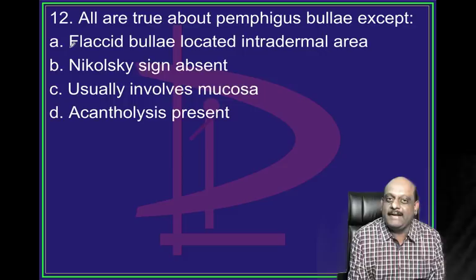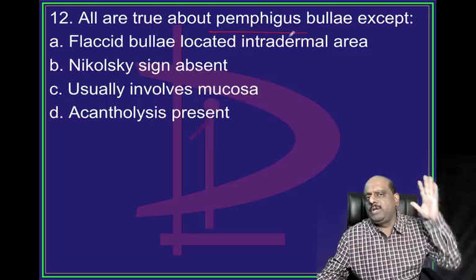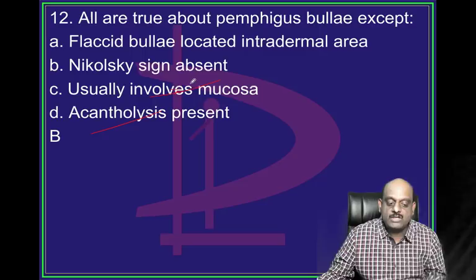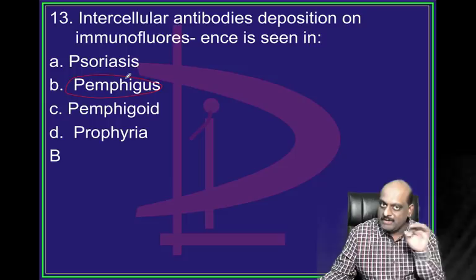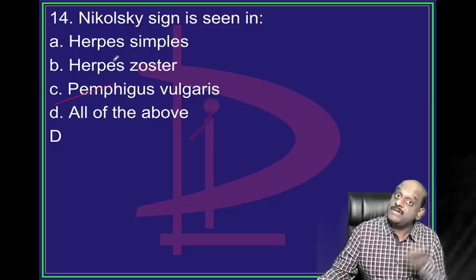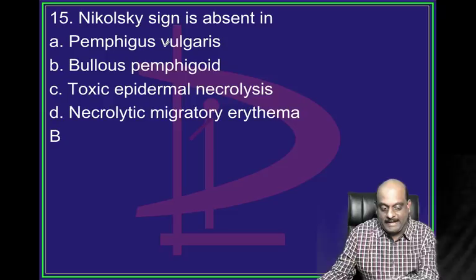Yeah? Now, true about pemphigus bullae. Acantholysis usually involves mucosa. Flaccid bullae, Nikolsky positive. Intercellular antibodies typically are seen in pemphigus. Nikolsky is seen in case of pemphigus vulgaris, even in the case of herpes simplex and herpes zoster. Nikolsky is absent in bullous pemphigoid.